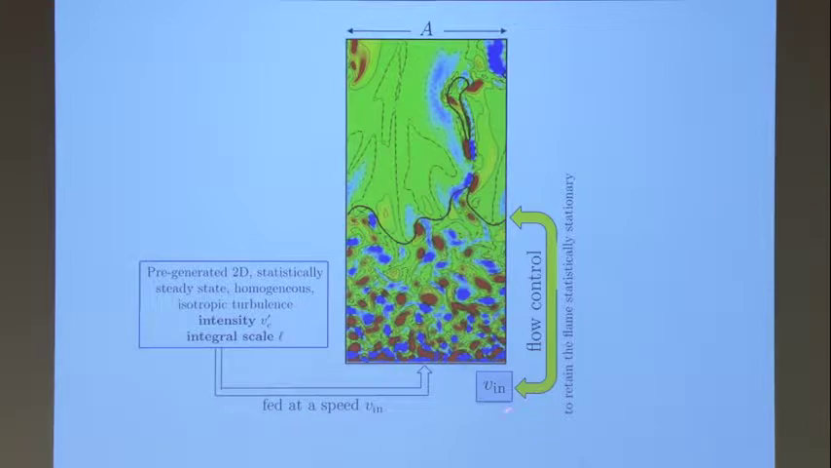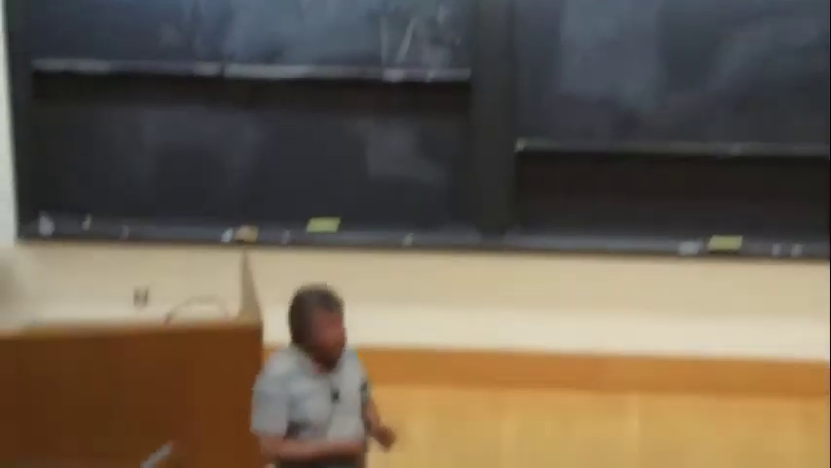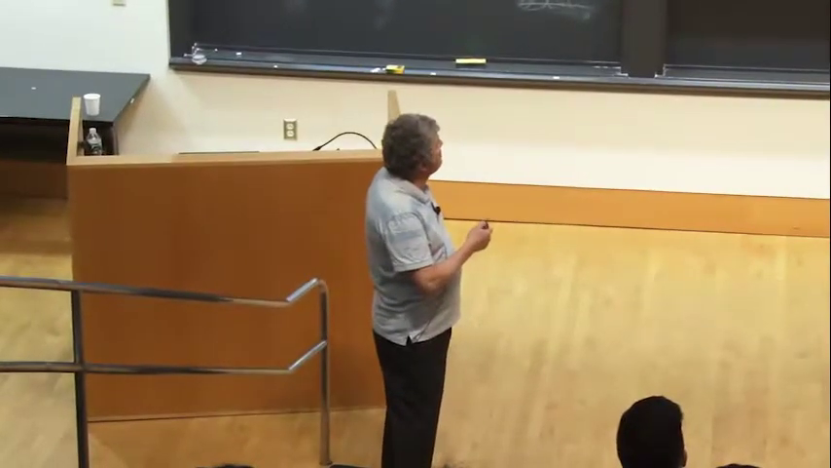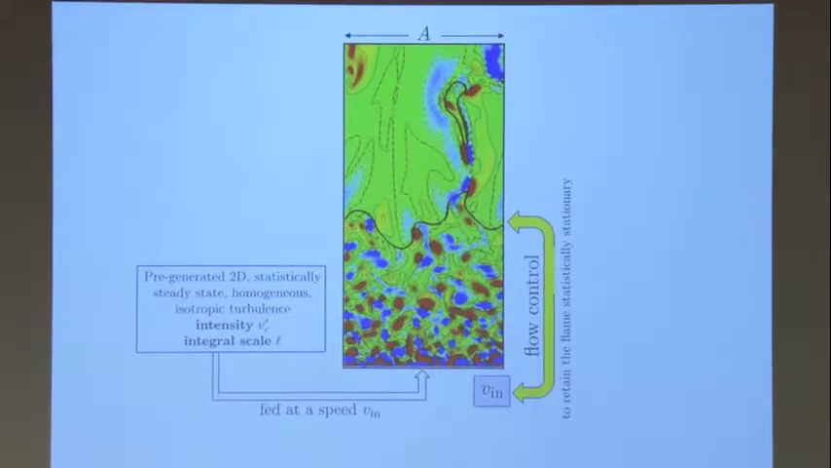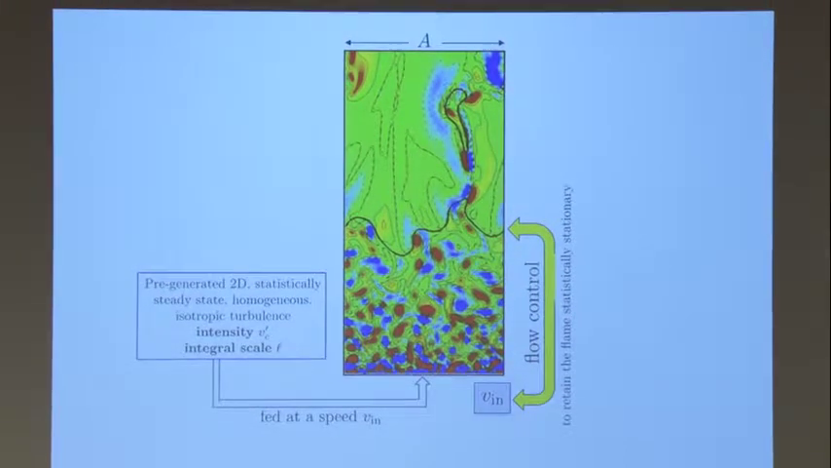Now we use a control system. I mean, one possibility is just to let the flame propagate, but then you need a huge domain. So it's preferable to have a control system to keep the flame statistically stationary at a location. And we do that with this control that was created.